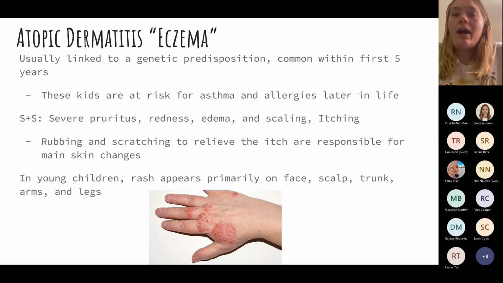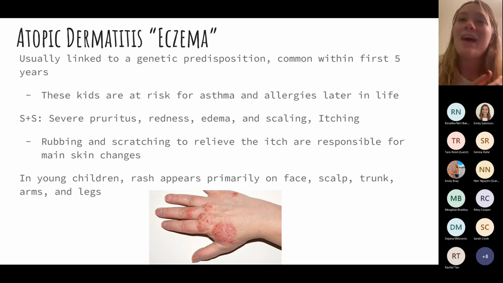And up next, we have eczema or atopic dermatitis. Usually there's a genetic link to it. Usually patients will start presenting with eczema at about 5 years old, and it just stays with them for life. One thing about eczema is that kids with eczema are also prone to asthma and allergies. There's just a link between the two.